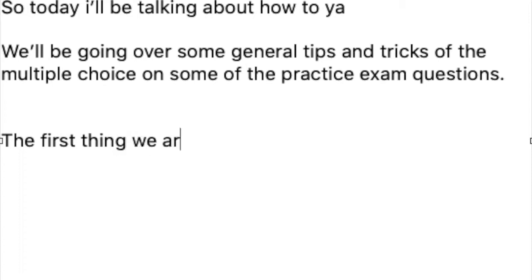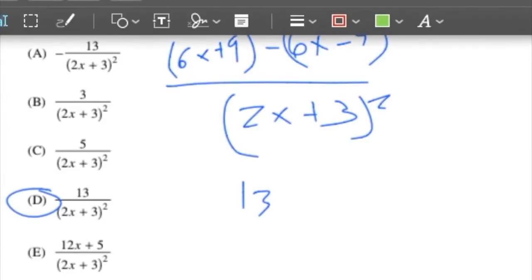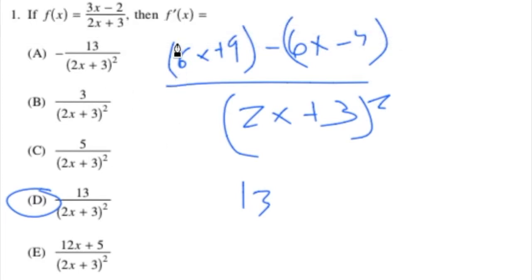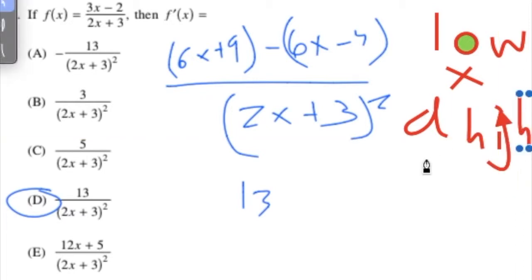Alright, so the first thing we are going to go over are simple derivatives and integrals because they're usually the first few problems on the multiple choice test and are the base for the rest of the test. So as you see here, we have f of x equals 3x minus 2 over 2x plus 3. And what is f prime of x? This was very knockoff Khan Academy, but it's just easy: low-d high minus high-d low, all over what's below squared.